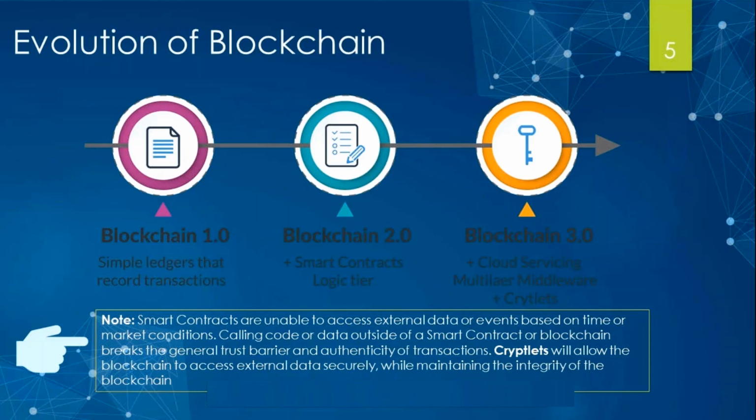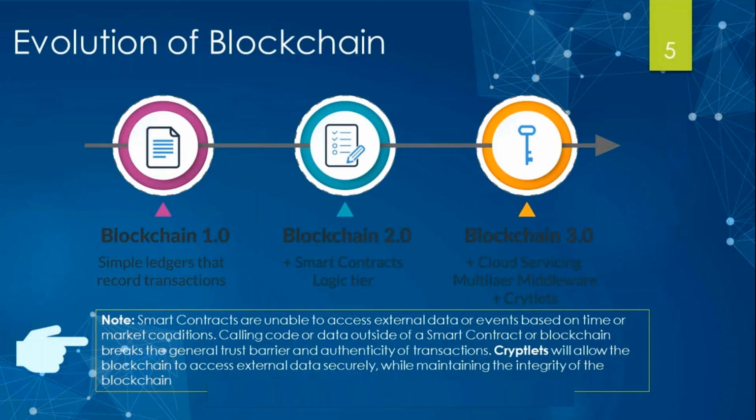Blockchain 3.0, which has been introduced very recently, brings something more than 2.0. It introduced cloud-based services, multi-layer middleware, and something called cryptlets. Just to give an example, Hyperledger Fabric, which is a consortium by the Linux Foundation, is a classic example of blockchain 3.0. It has its own blockchain implementation, which fulfills the 1.0 and 2.0 versions, and also something additional.